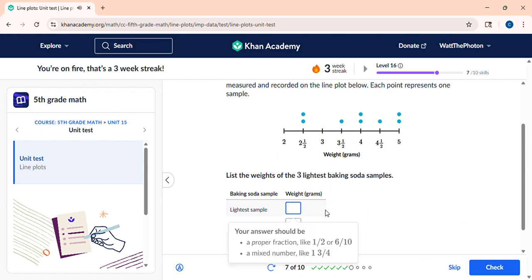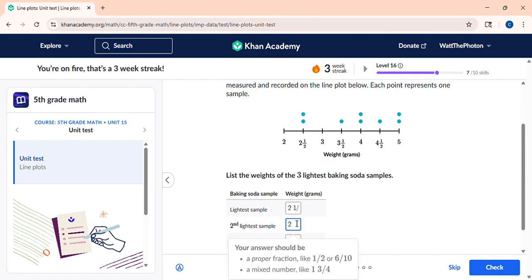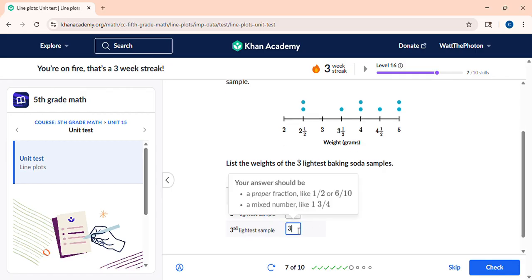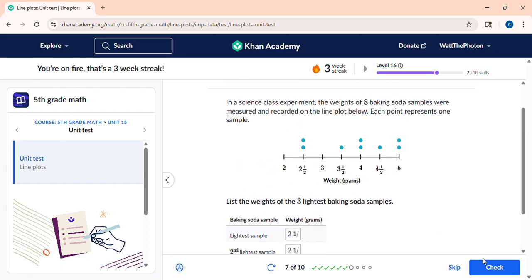List the weights of the 3 lightest baking soda samples. Oh, it wants that. So 2 1/2. 2 1/2. 3 1/2. 2 1/2, 2 1/2, 3 1/2. 3 lightest baking soda.